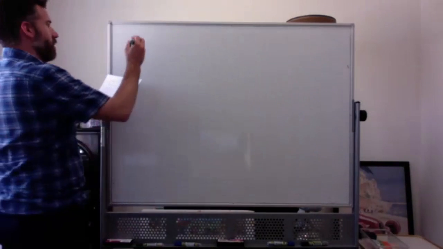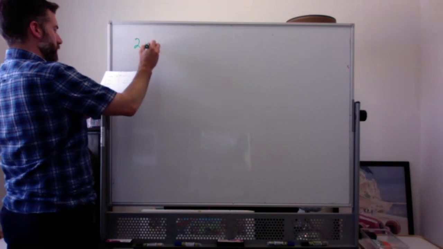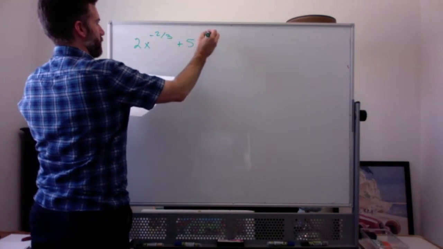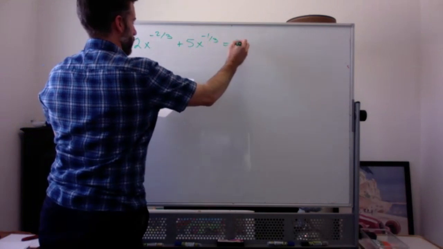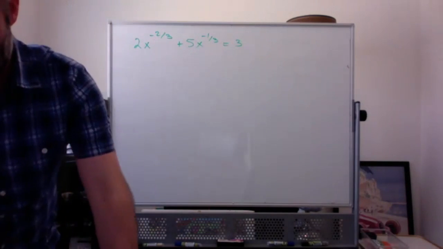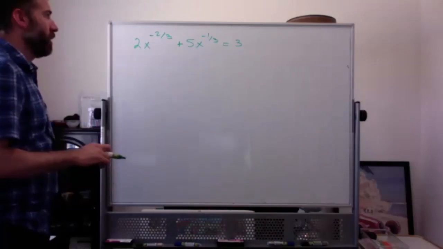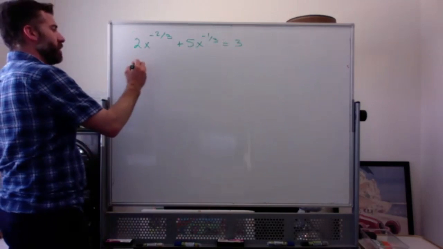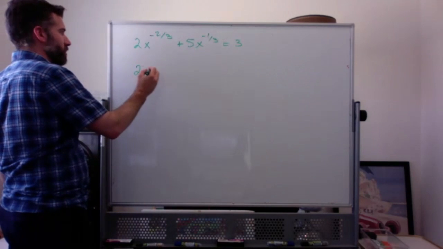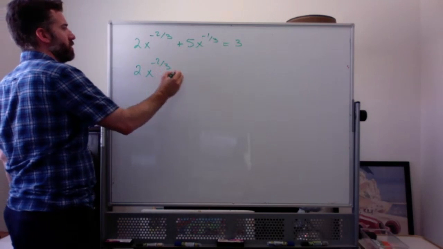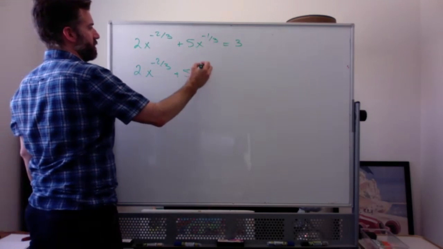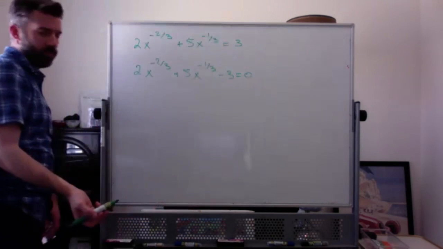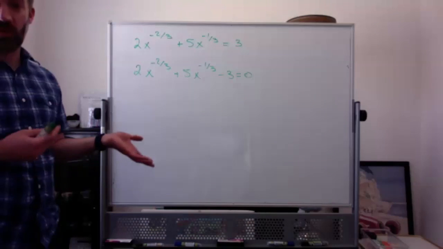So 2x to the negative 2/3 plus 5x to the negative 1/3 equals 3. Now I want to solve this one. We do the usual thing: I'm going to say 2x to the negative 2/3 plus 5x to the negative 1/3 minus 3 equals 0. And there are a number of ways you could go about doing this one.